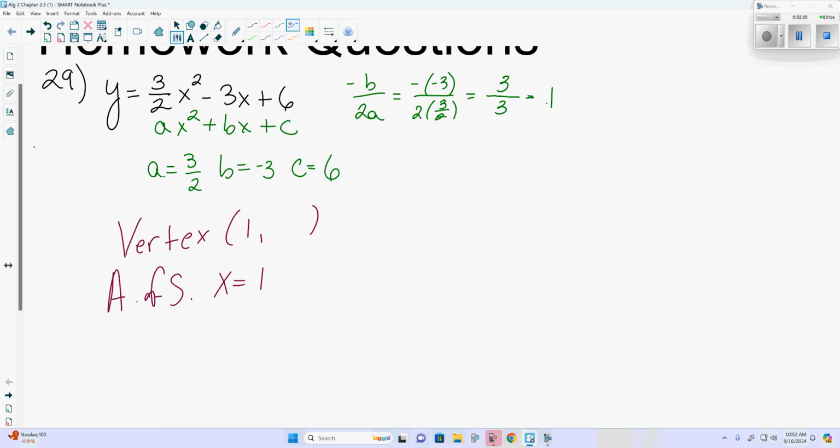The other part that we need to do is plug this back into the formula to find our f of negative b over 2a. You take that value and plug it back in. So that means we'll have 3/2 times 1 squared minus 3 times 1 plus 6. And again, at this point, we can type the whole thing in.